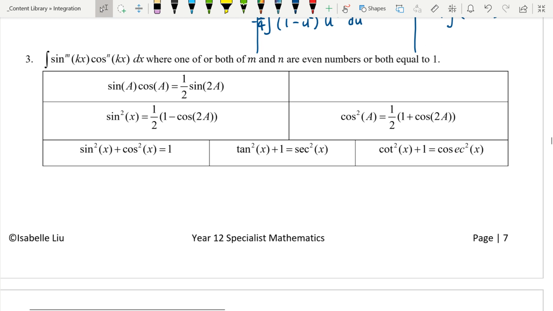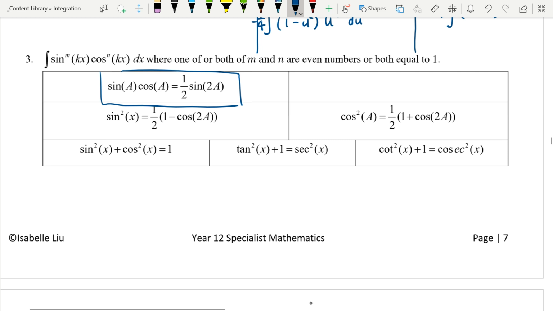The first special one is when both powers are 1. There's no power greater than 1, so both power is 1. In this case we can't really use substitution. Well, we can use substitution, but it's not really worth it. So what we should do is use the double angle formula.